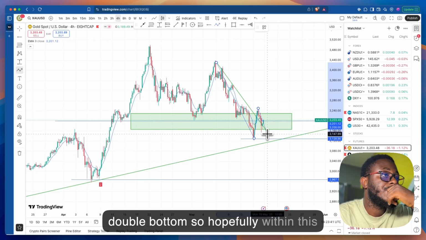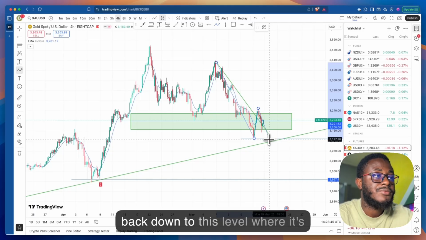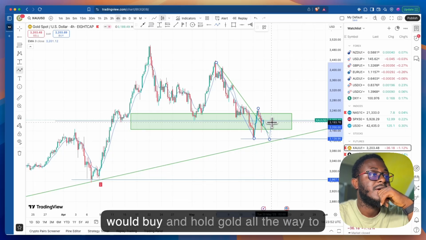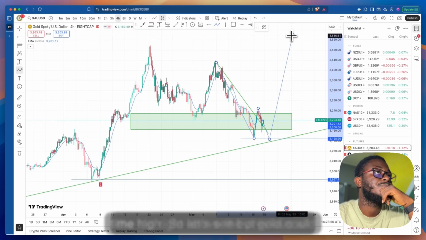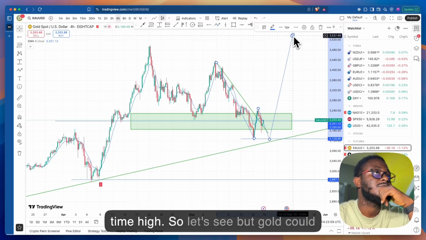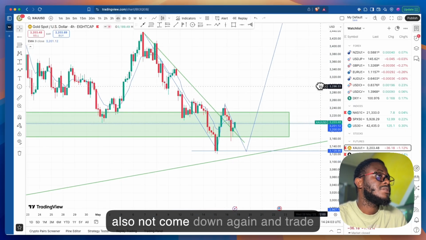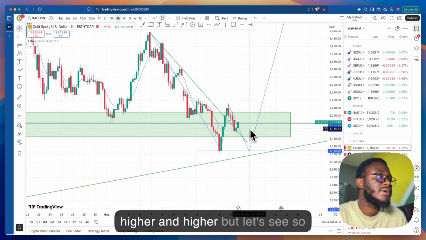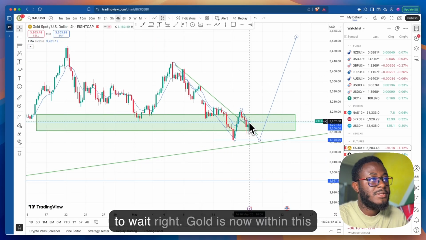So hopefully within this week, let's see if gold is able to pull back down to this level where it had already retested. And once it's able to pull back down to that level, then I would buy and hold gold all the way to the top, right above the previous all-time high. So, okay, let's see, but gold could also not come down again and trade higher and higher. But let's see. So what is going to happen is I'm going to wait.